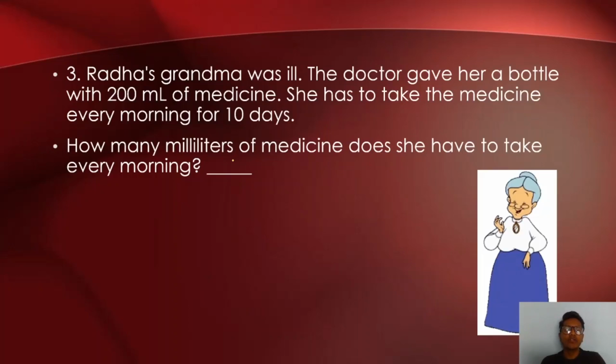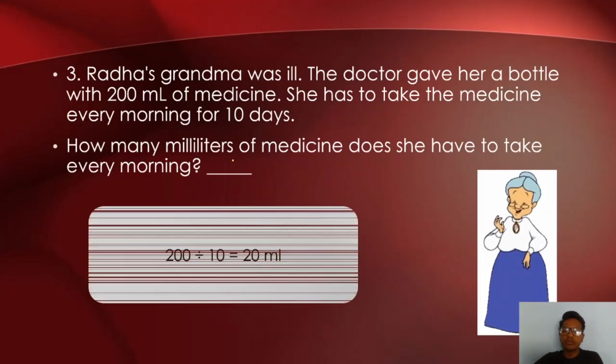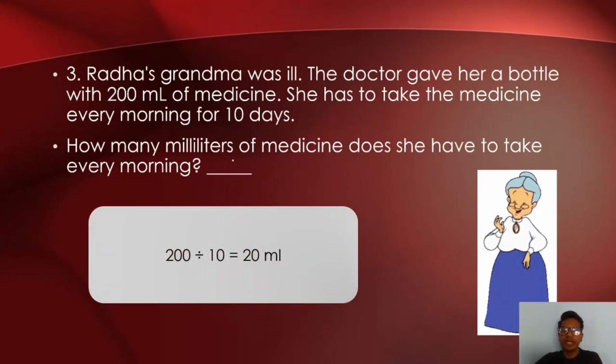So in total we have 200 ml of medicine which we have to use for 10 days. So each day how much amount will we use? That will be 200 divided by 10. The total amount is 200 ml which we have to finish in 10 days. So for one day how much amount do we have to use? That is 200 divided by 10, which is equal to 20 ml.